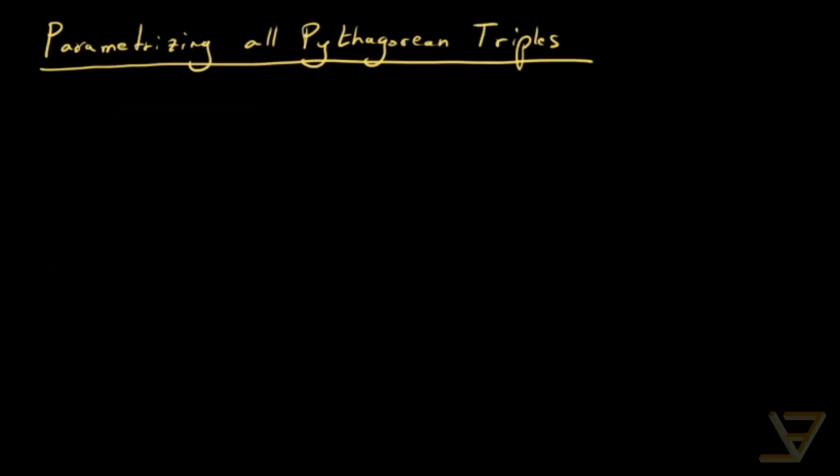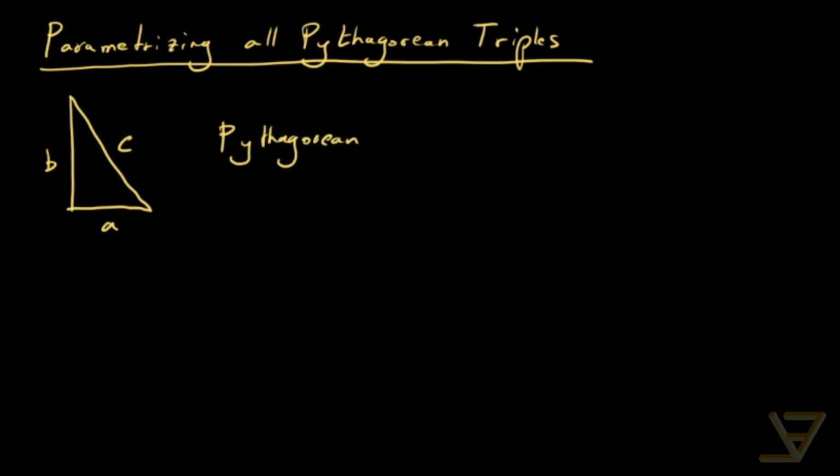Hi everyone, let's talk about parametrizing all Pythagorean triples. Here's the general problem. Let's say we have a right angle triangle with side lengths A and B, so those are the legs, and the hypotenuse is C. Then the Pythagorean theorem says that a squared plus b squared equals c squared.